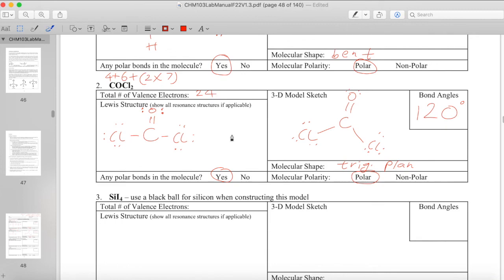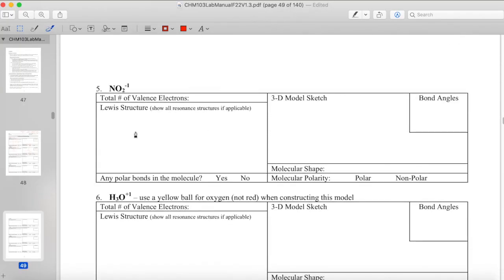Let's try an example of something that has a charge. Let's try this nitrite ion over here. Okay, what do you do if you have a polyatomic ion that has a charge assigned to it? Well, the charge only really affects the total number of valence electrons. So basically, it's going to just affect your calculation over here. Other than that, the rest of this is all pretty much the same. You're going to go through the same process for all the other questions.